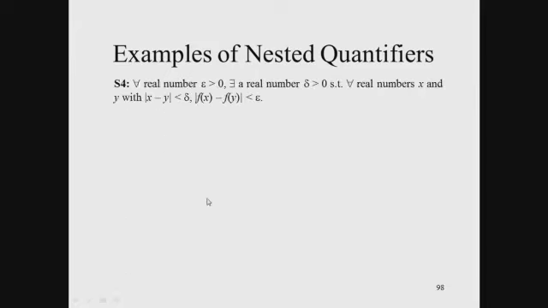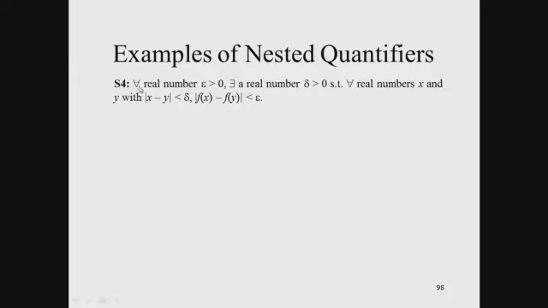All right, let's do one more example here. For every real number epsilon greater than 0, there is a delta greater than 0 such that for all real numbers x and y with the absolute value of x minus y less than delta, the absolute value of f of x minus f of y is less than epsilon. So how many quantifiers do you see in this statement? 3. For all, there is, and for all.